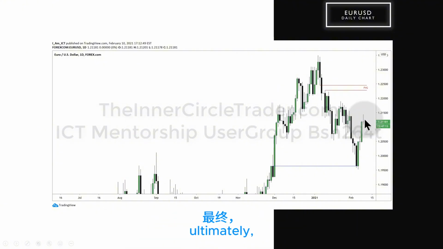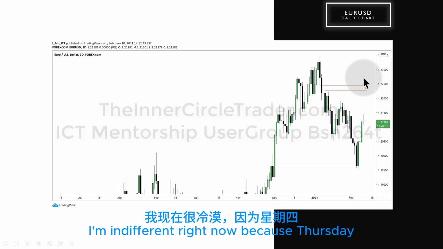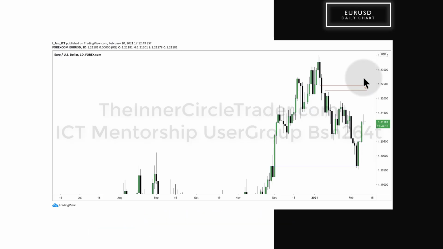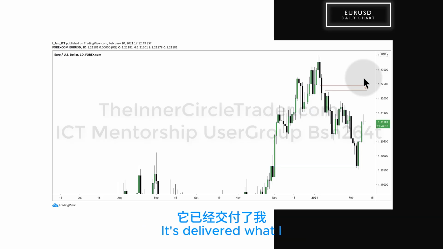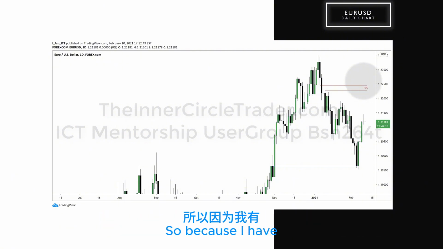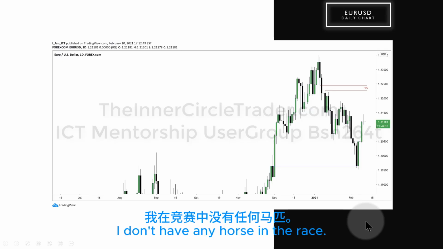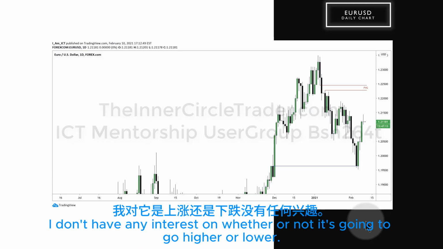Now, ultimately, if it goes lower from here, I don't care. If it goes higher from here, I don't care. I'm indifferent right now because Thursday doesn't start my trade idea. It's delivered what I expected for this week. Anything beyond what it's already done is just extra. So because I have nothing on as a trade, I don't have any horse in the race now. I don't have any care. I don't have any interest on whether or not it's going to go higher or lower.